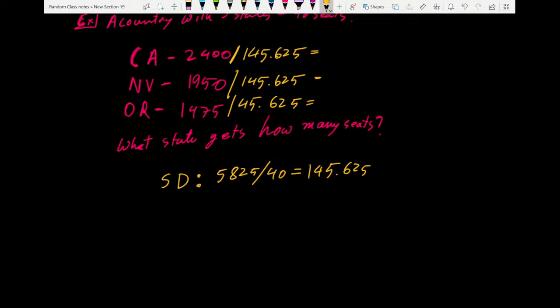All right, let's look at the numbers. So when we divide that, we just look at the whole number. So California right away gets 16, Nevada gets 13, Oregon gets 10. Now, we have surpluses, right? If I add all the numbers, what do I get? 10, 9, 30, 39. So I have 1 seat extra.